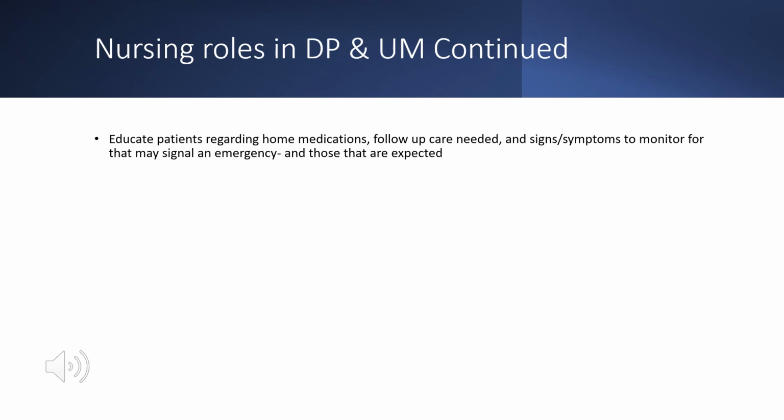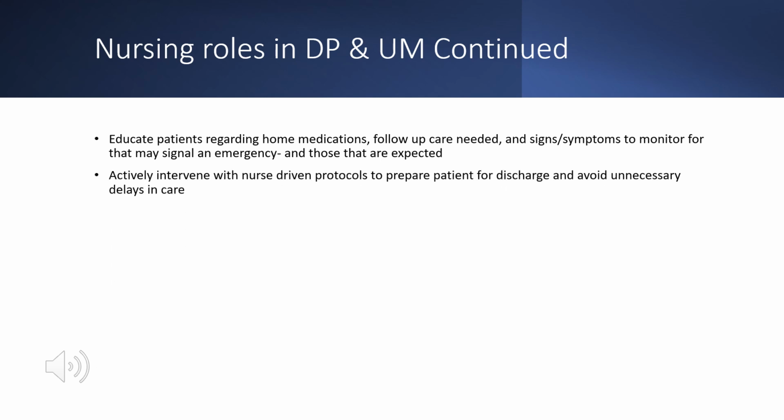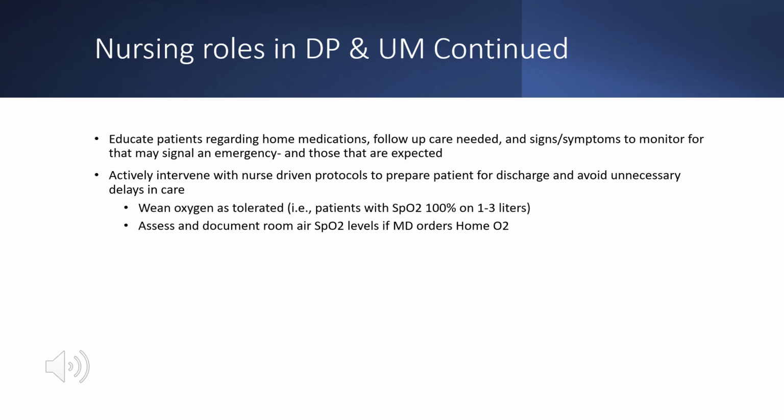Nurses can also actively intervene with existing nurse-driven protocols to prepare the patient for discharge and avoid unnecessary delays. Examples include weaning patients on minimal oxygen requirements to prevent this delaying discharge. If a doctor does order home oxygen, take the initiative to assess and document the room air oxygen saturation level. Keep in mind that patients must desaturate to 88% on room air or less for insurance companies to authorize the equipment.